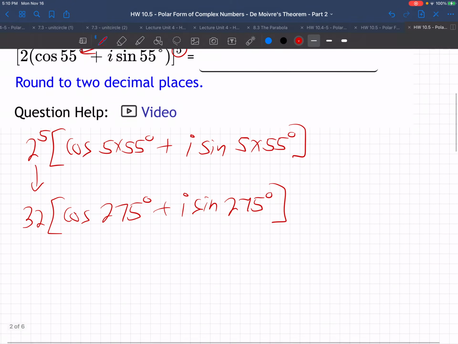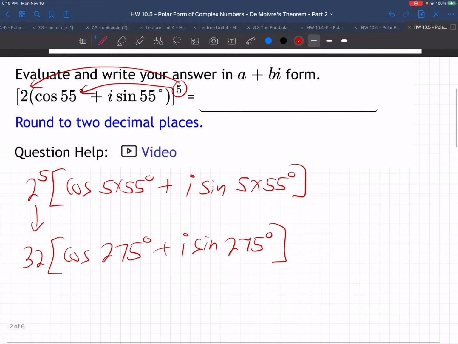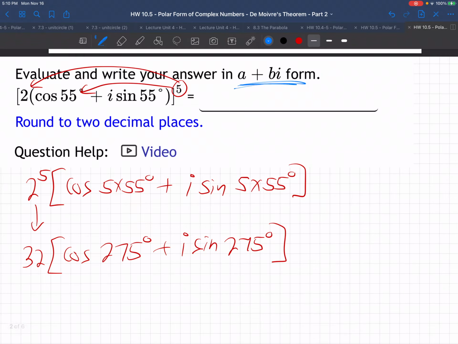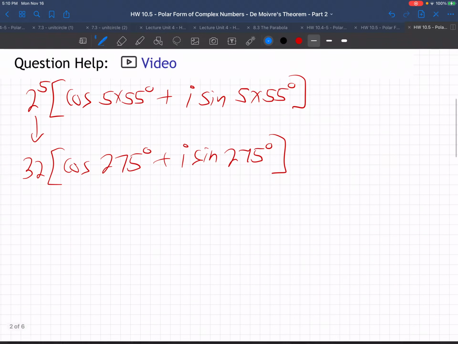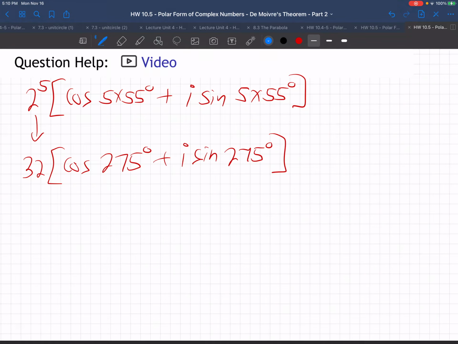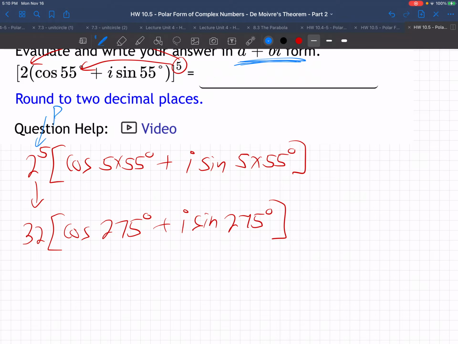Excellent. Okay, now we can't stop there, because they don't want a polar form answer. They want their answer in the form a plus bi. So now what do we do? Well, what did we do first? We powered the number in the front to the 5th, and multiplied the angles by 5.